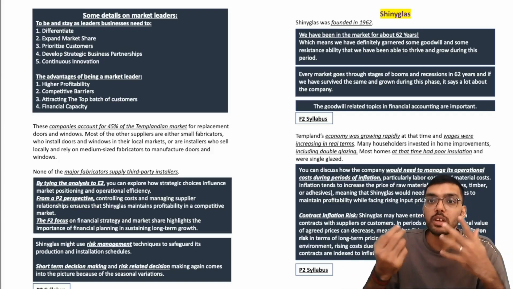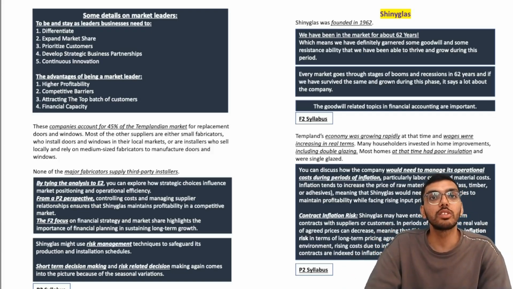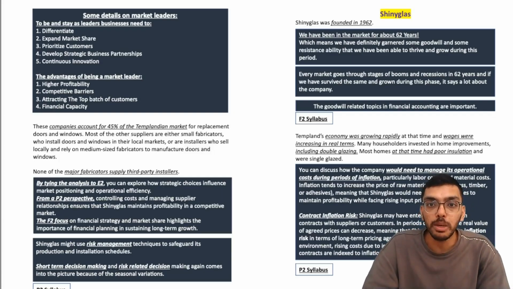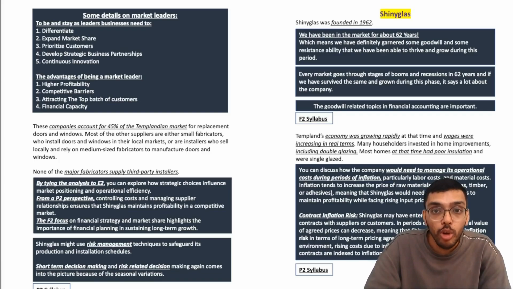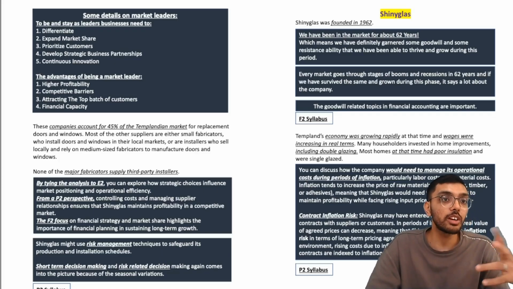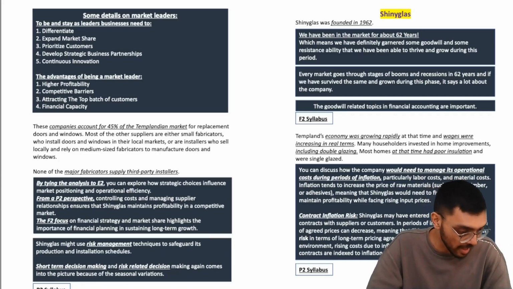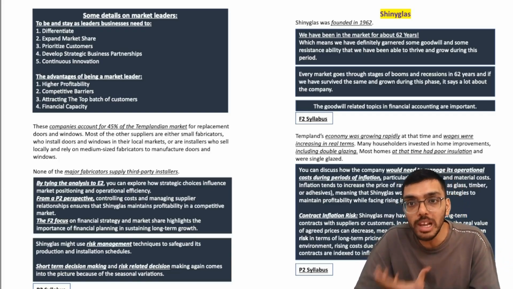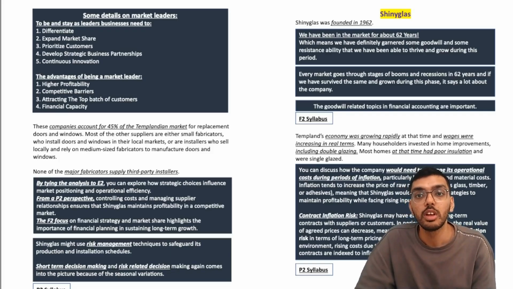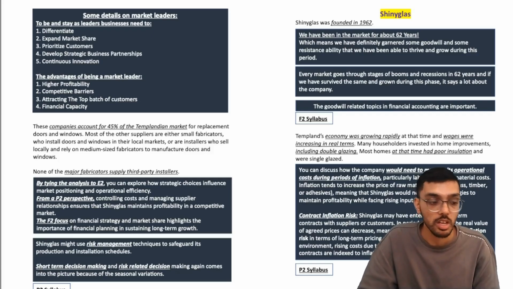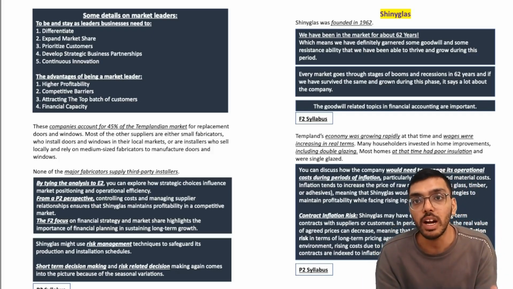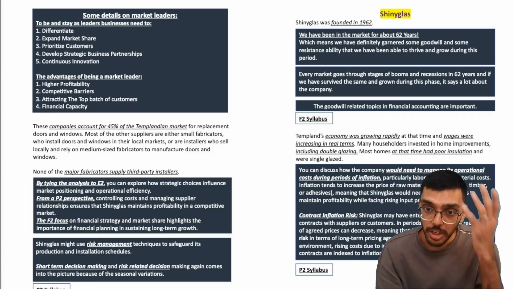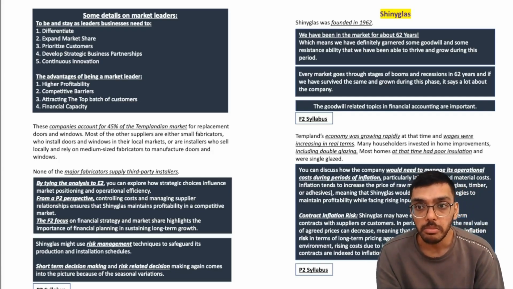That you have survived the booms and the recessions in the long 62-year period that you have been active and you have grown. It says a lot about the company that we have done something different. We have continuously innovated. We have prioritized customers. So your company will have goodwill. Your goodwill related concepts in the financial accounting concept are important. F2 syllabus. Know this as your competitive advantage, that you have been in the market for such a long time.